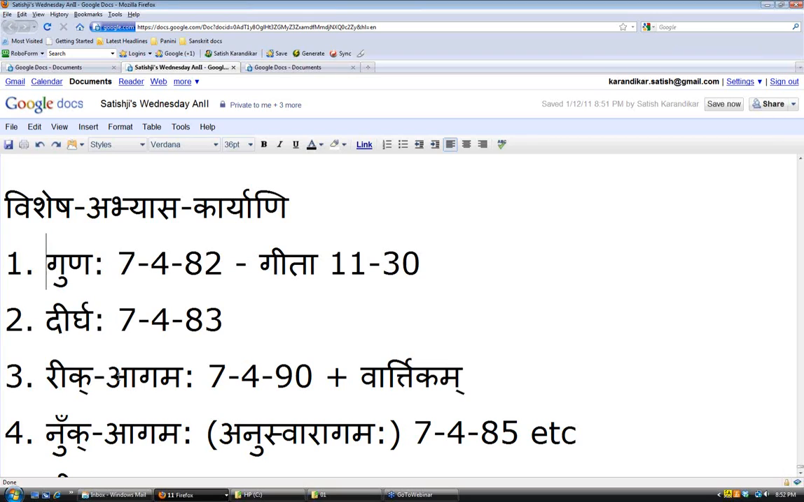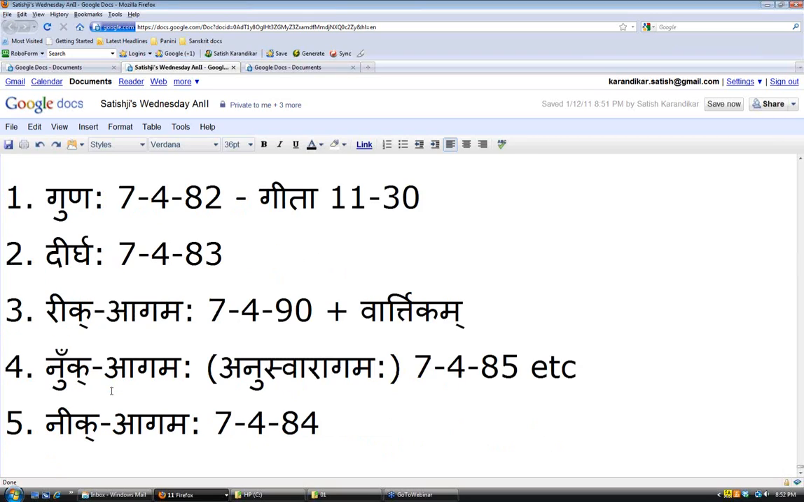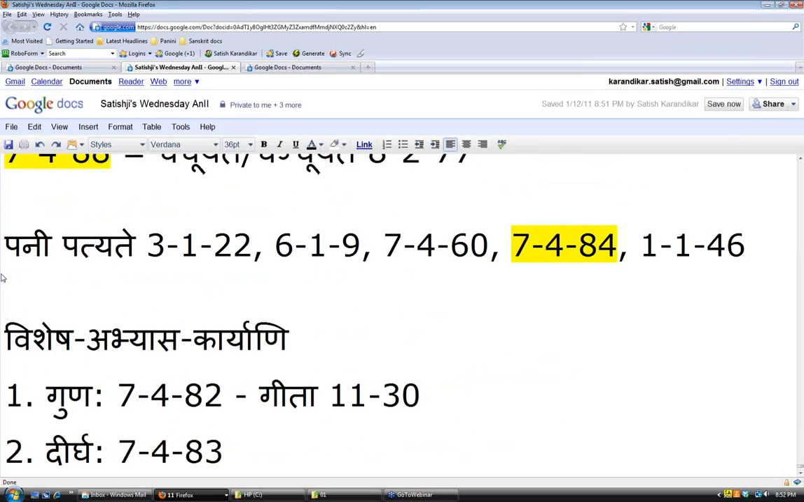Reek agama is a rukara in the dhatu. Nuk agama comes if you have an anunasikanta dhatu and some others also by this. That nuk agama is an anuswara. Anuswara is like padanta anuswara, which becomes vikalpena parasavarnaha. Neek agama is for vishesha dhatubhya, some dhatus, like pani patyate, etc. So that is pretty much it. Now let us see in the book, and maybe we'll give you some homework for next time.